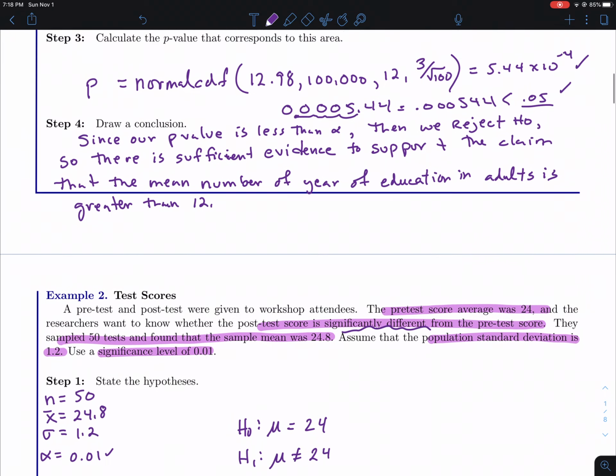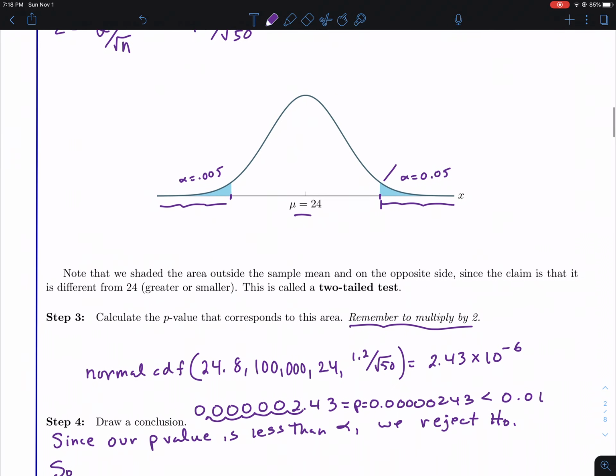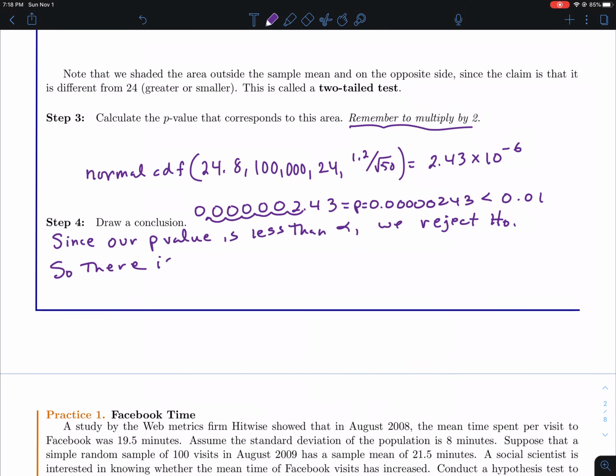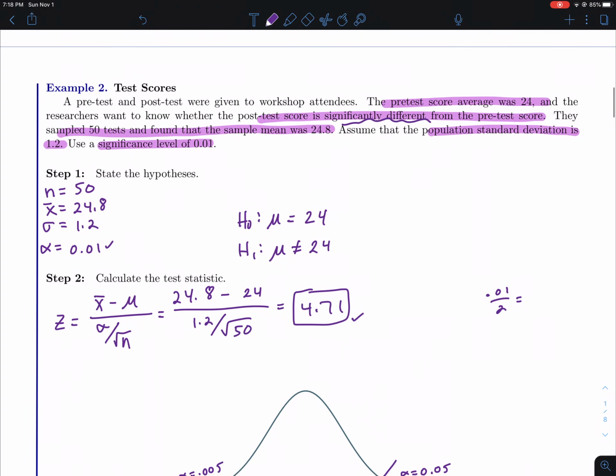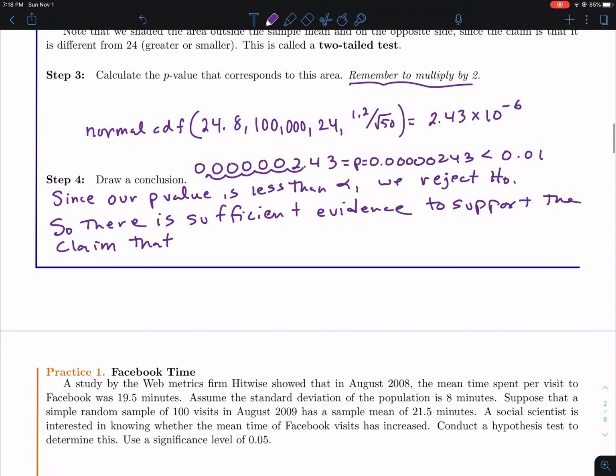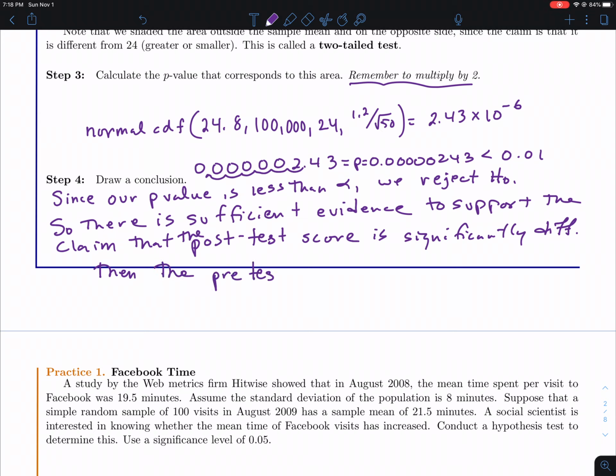How did I word it last time? I want to make sure I get the wording right. So there is sufficient evidence to support the claim that the post-test score is significantly different than the pre-test score. And that's it.